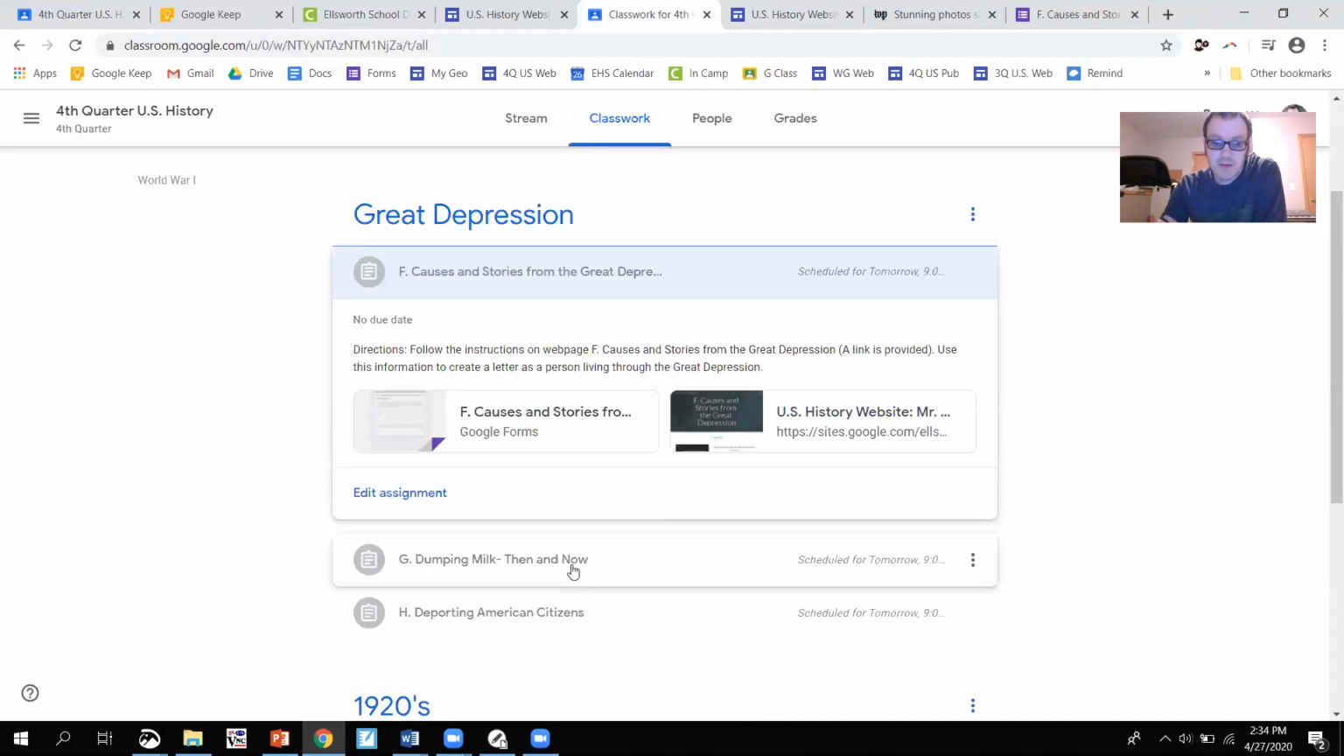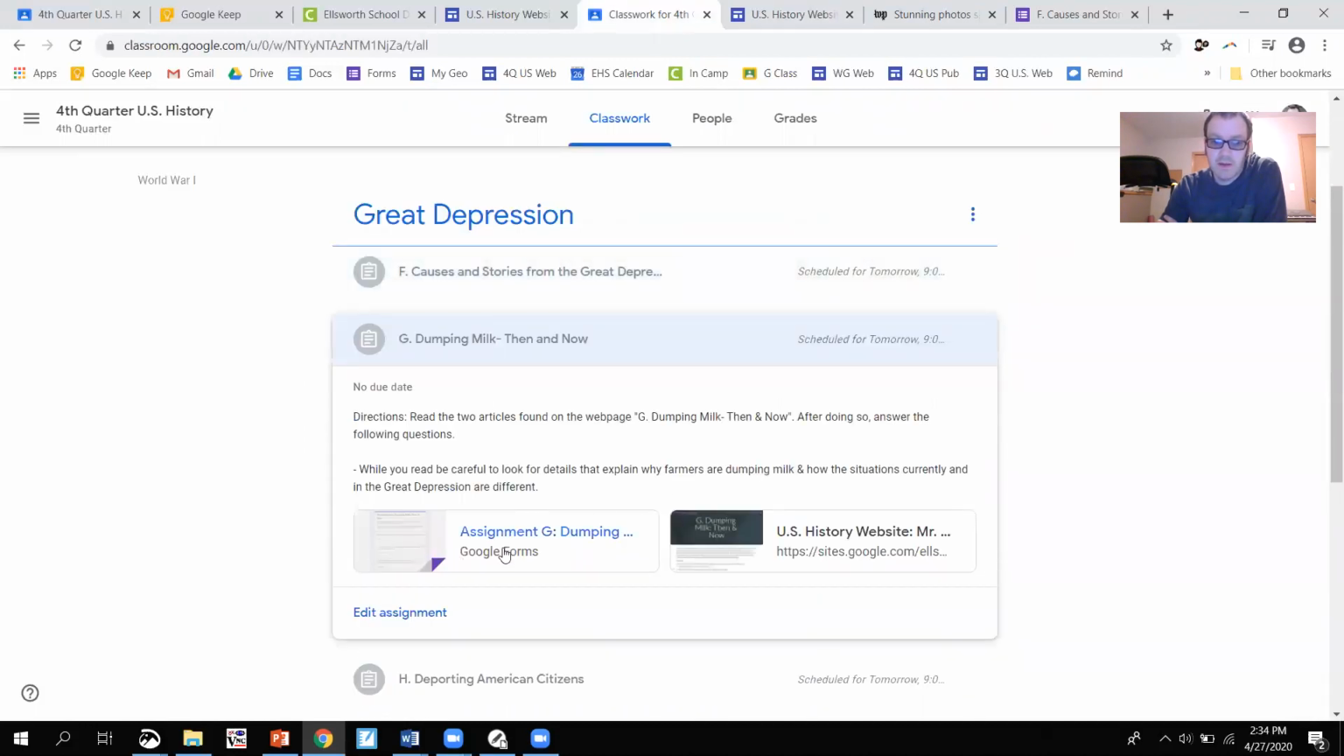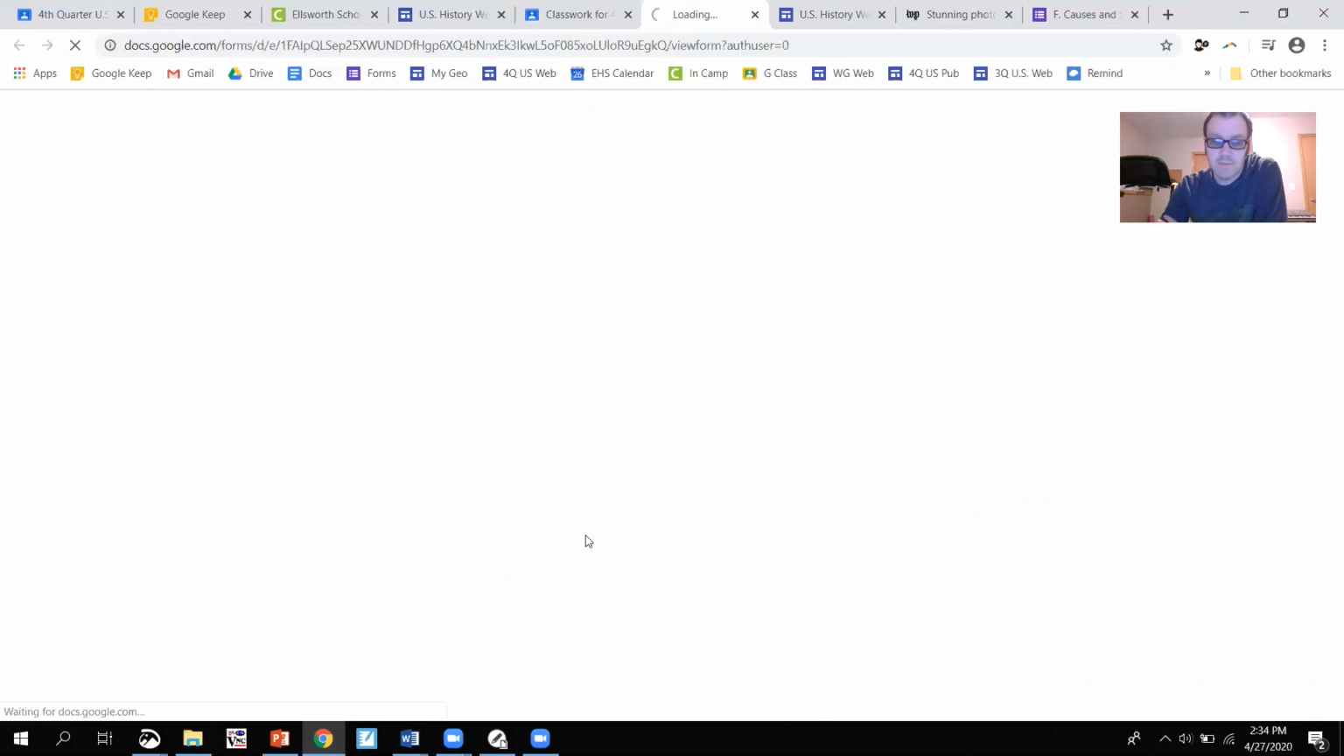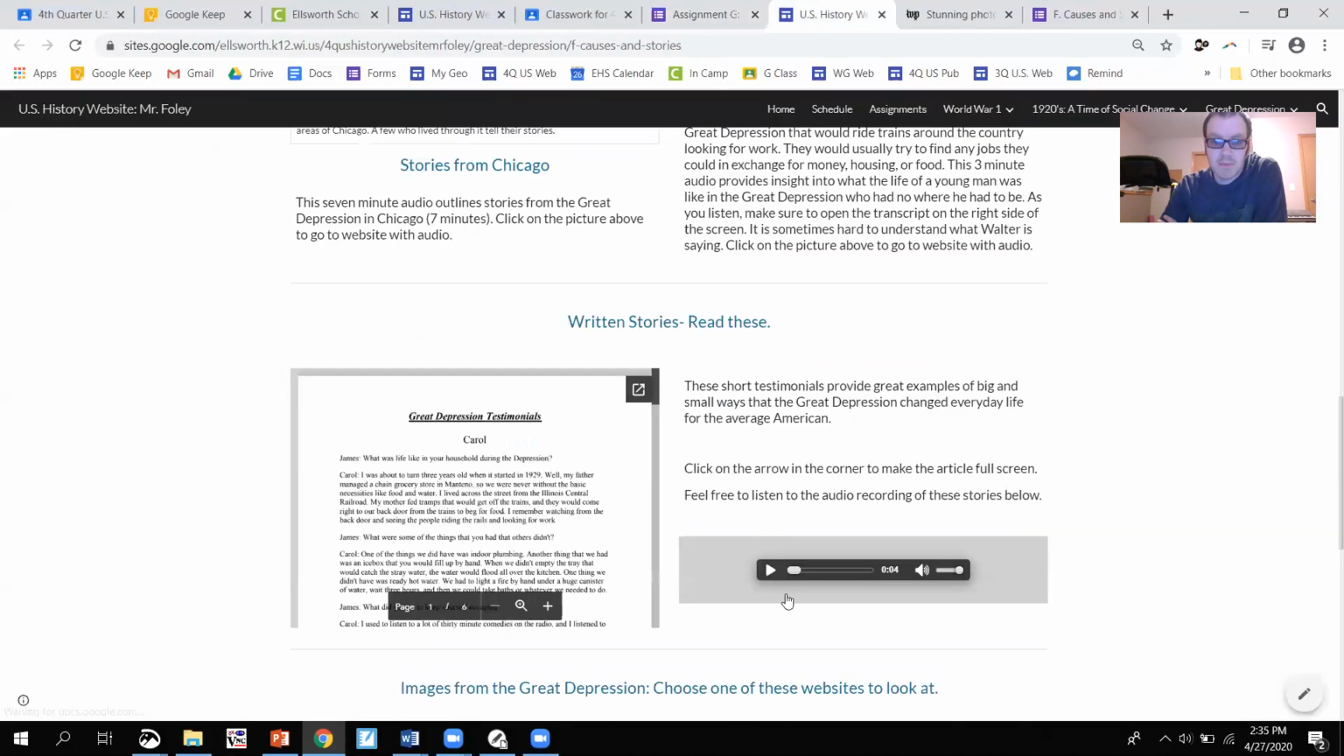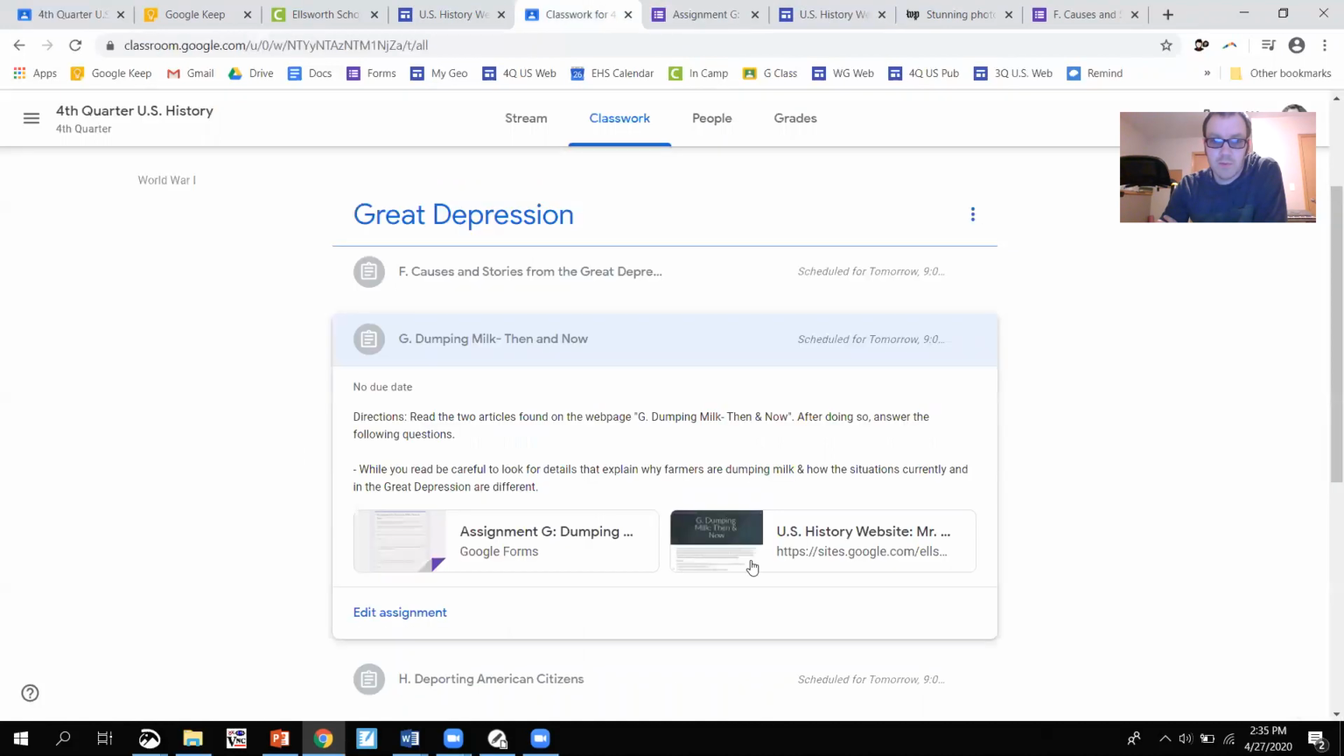Our second assignment, dumping milk then and now, very fitting for the times that we live in. Let me get the assignment up, and then we will go to the web page here as well.